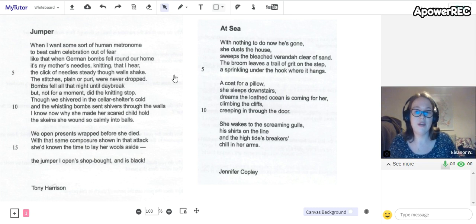So in Jumper, for example, we get this feeling of the metronome talked about in the beginning, which is one of those things you get on top of a piano that ticks back and forth and keeps you in time. And the entire structure of the poem feeds into this idea of this regular metronome going back and forth. And that's one of the first things you should look at when you're analysing poetry for GCSE English literature.